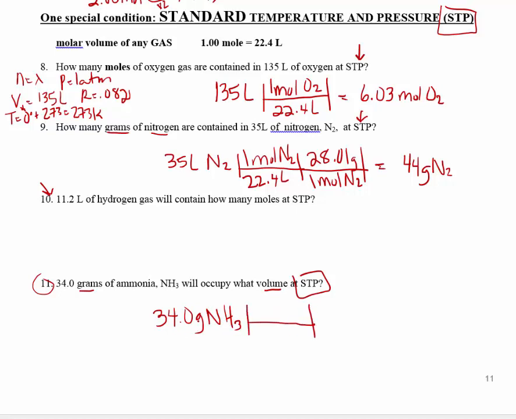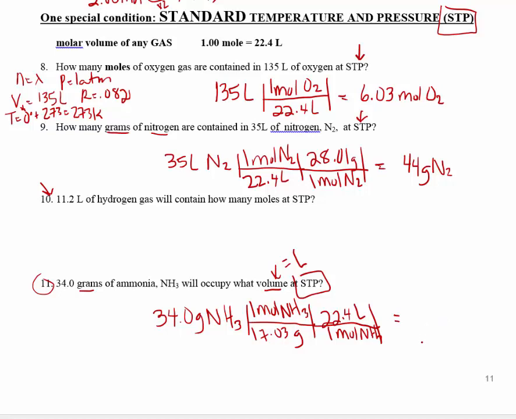So I have 34 grams of ammonia. I recognize I have grams. Well, I can only use STP if I have moles. I don't have moles yet, so I'm going to have to go to moles. So I know for every mole of ammonia, its molar mass is 17.03 grams. So that's how I can get to moles. But it wants volume. Remember, volume is liters. That's what I'm asking for. So for every mole of ammonia I have, it's going to be 22.4 liters. So we're really just working these backwards.